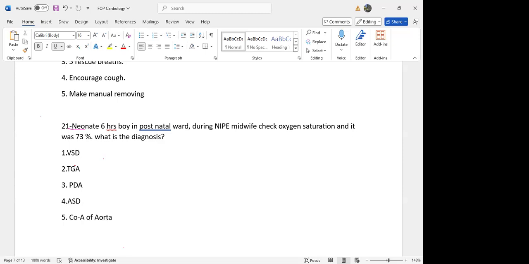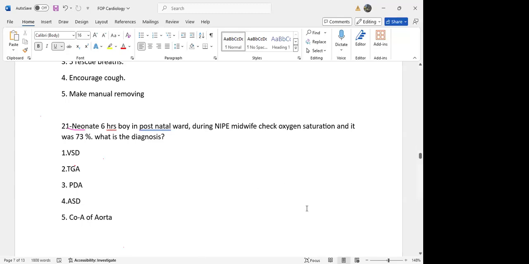Next. Neonate, 6-hour boy in the postnatal ward. On initial physical examination, the midwife checked, and saturation was 73%. So what is the diagnosis? 73 means it is a cyanotic heart disease. Among them, what could be the cyanotic heart disease which presents at such an early age, 6 hours? Most likely the answer is transposition of the great arteries.